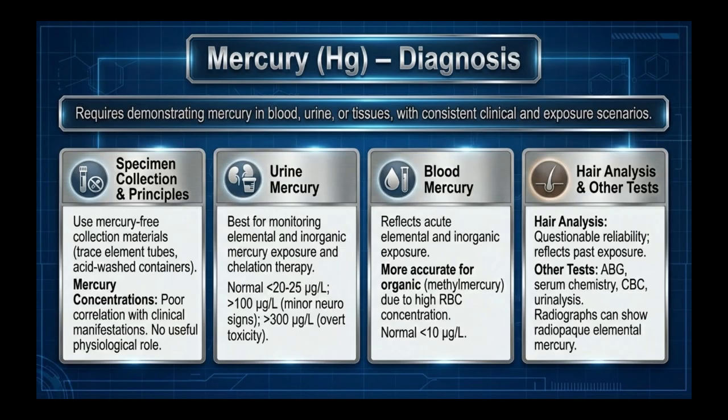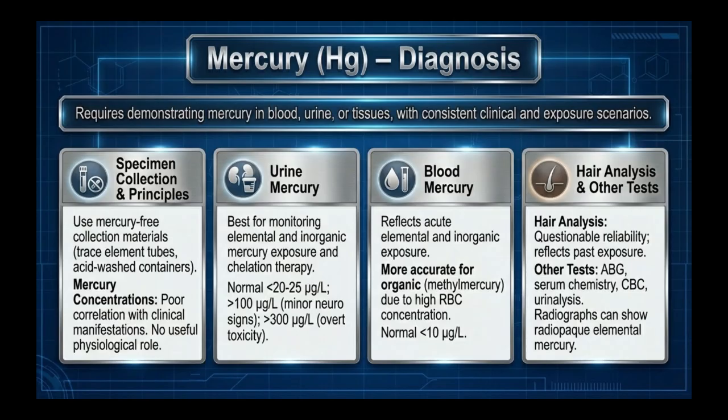Blood mercury levels reflect recent exposure to elemental and inorganic mercury, but this measure becomes less reliable over time as mercury redistributes within the body. For organic mercury, such as methylmercury, whole blood levels are more accurate indicators of acute exposure and total body burden because of its high concentration in red blood cells. Normal whole blood mercury levels are typically less than 10 micrograms per liter, although individuals who consume seafood regularly may have higher levels. Mercury can accumulate in hair, but its reliability as a marker of overall body burden is questionable.